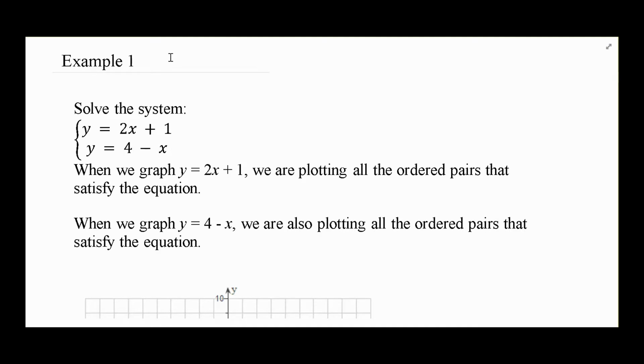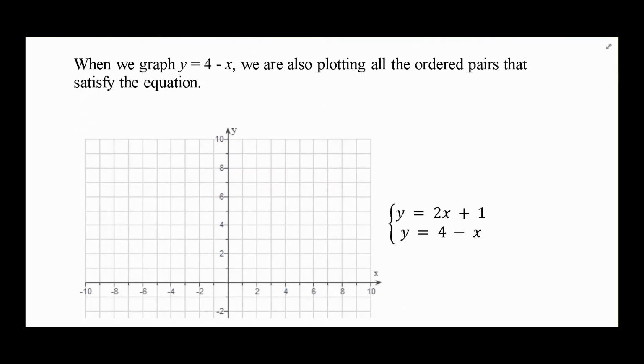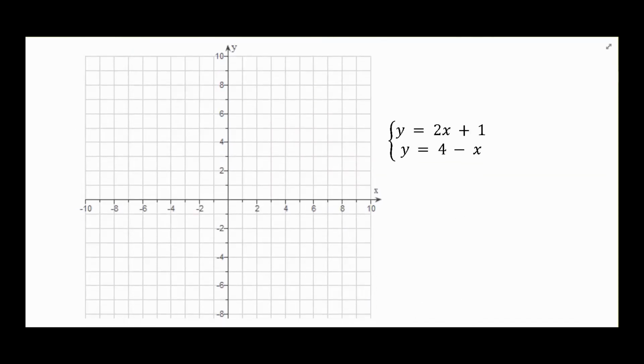Same thing when we're graphing y equals 4 minus x. We're graphing all the ordered pairs, the infinite number of ordered pairs that make that equation true. So let's go ahead and graph each of those. I'm going to use different colors just so it's easier to see which is which and how to refer to them. I'm going to use blue to represent y equals 2x plus 1.